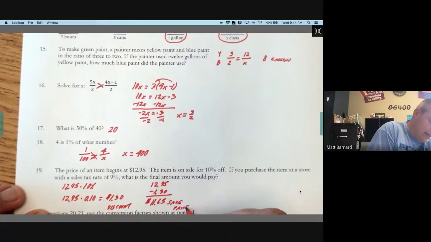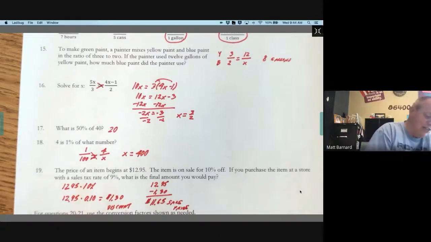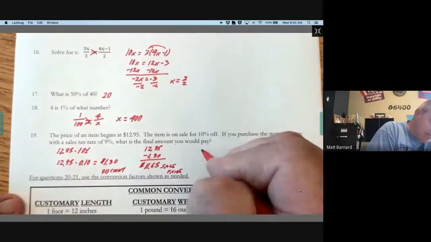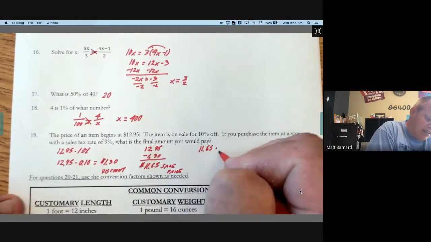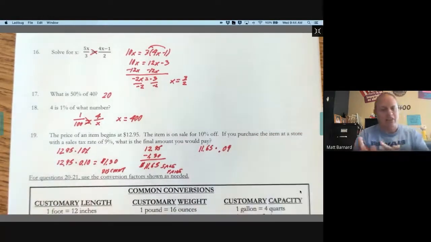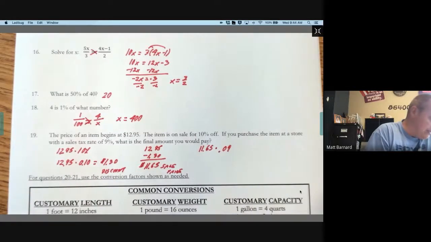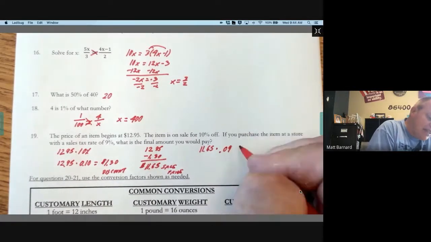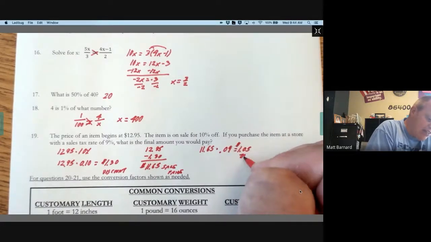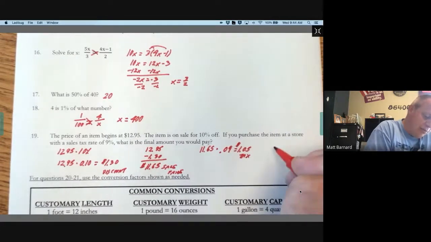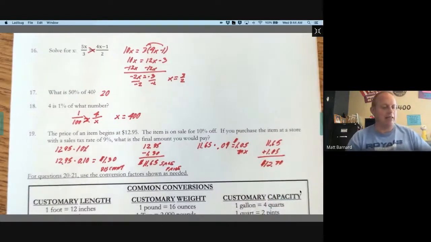Woohoo! And we see that and go, that's a great deal. So we take it up to the counter. We take $11.65 times the sales tax, which is 0.09, because that's 9%. And so when we do that on a calculator, I've already pre-done that. That is $1.05. So that's the tax. And then we're going to take that sale price, and we're going to add on the sales tax, and we're going to get $12.70. That's the final amount that we would pay.